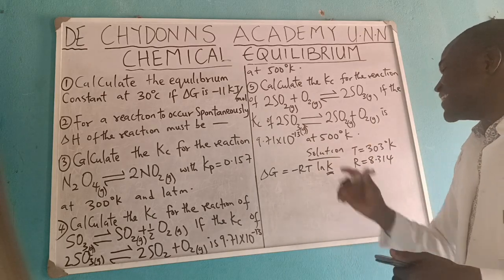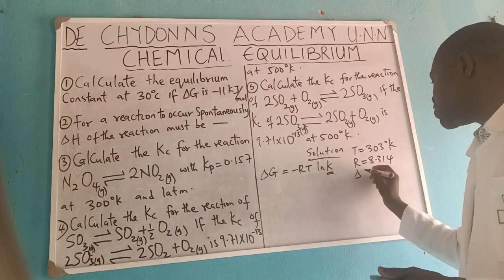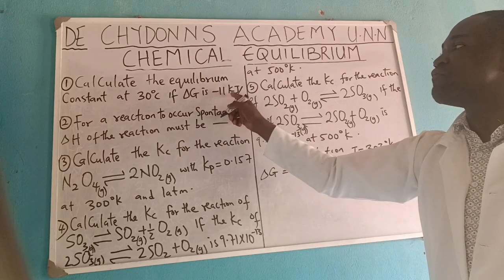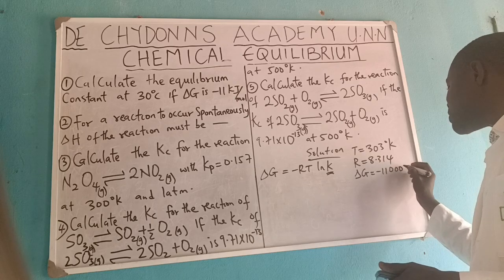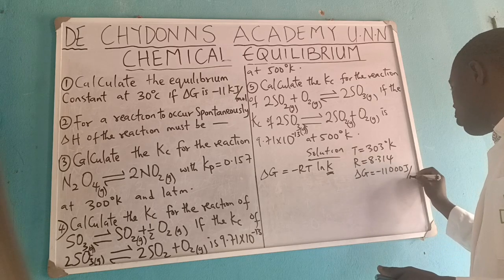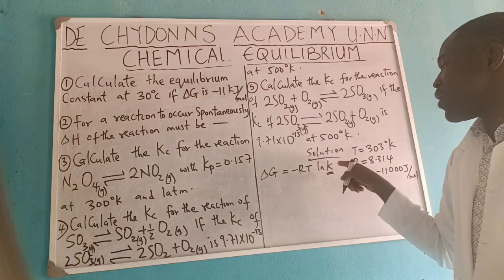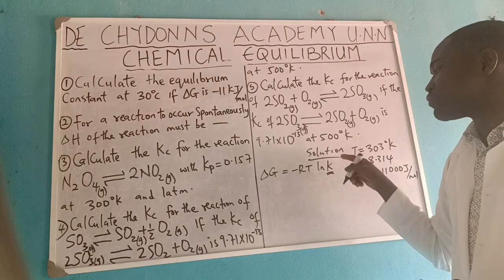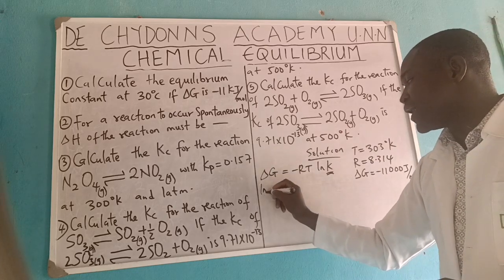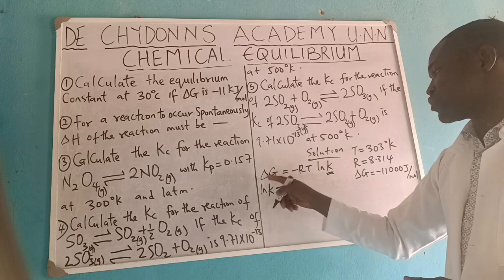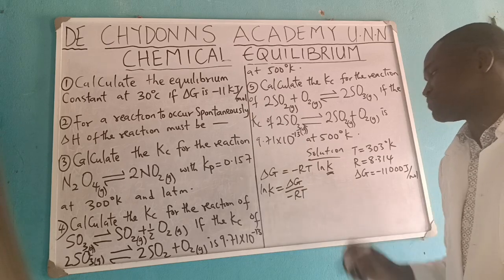Then this change in G is given to be minus 11 kilojoules. That means it is equal to minus 11,000 joule per mole. That is about change in G. Now, we have to make ln K subject of the formula. How can we do it? We say ln K is equal to change in G all over minus RT.